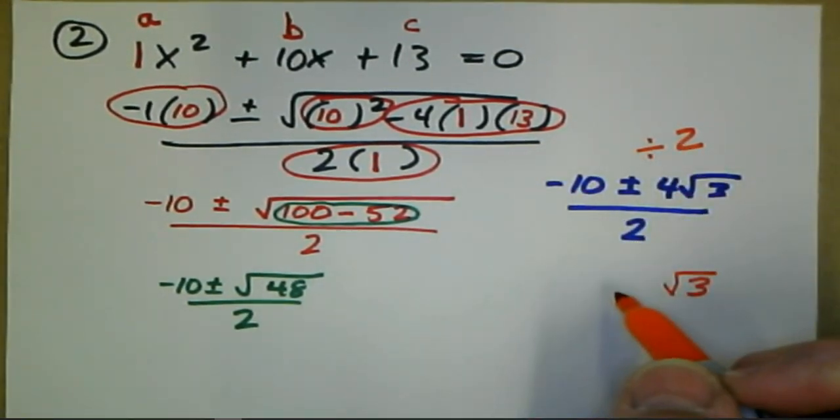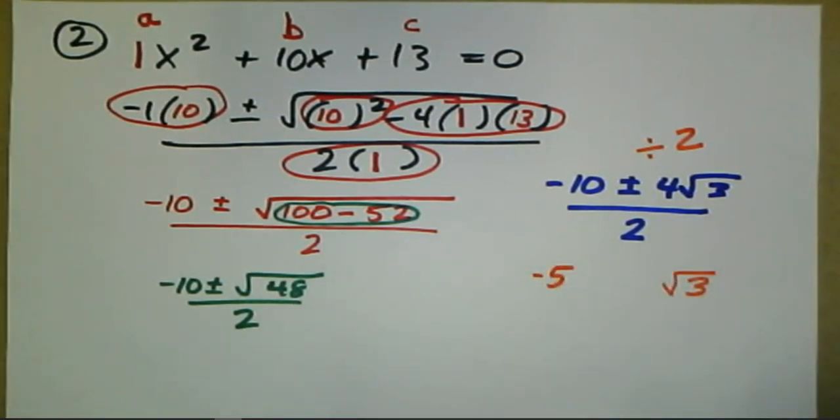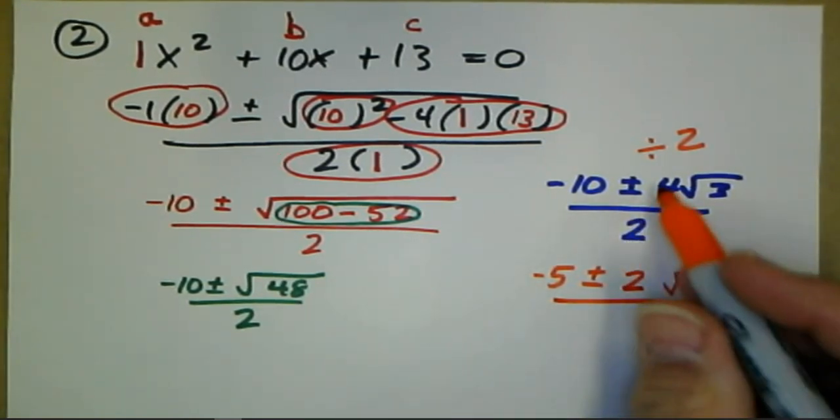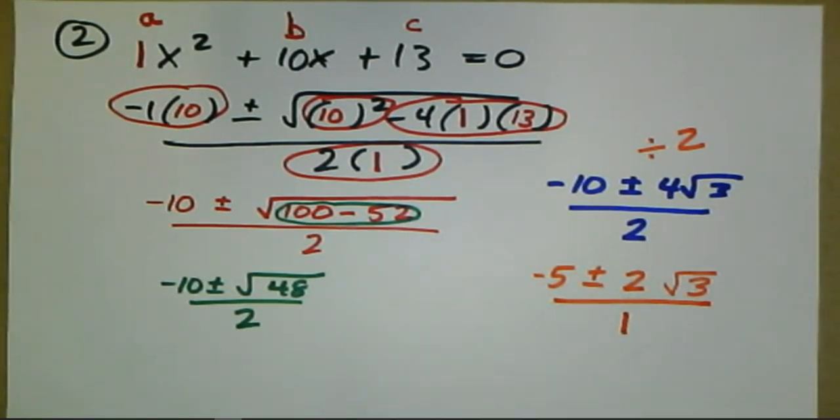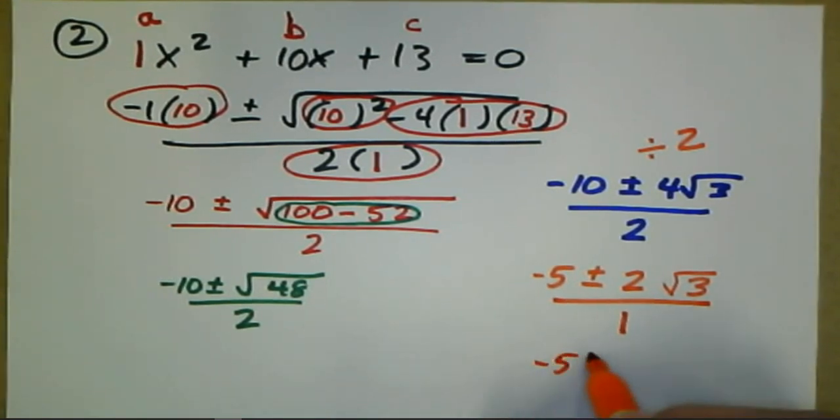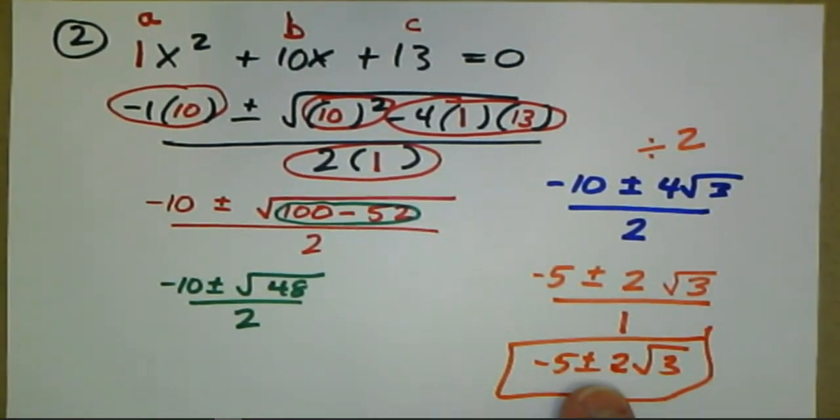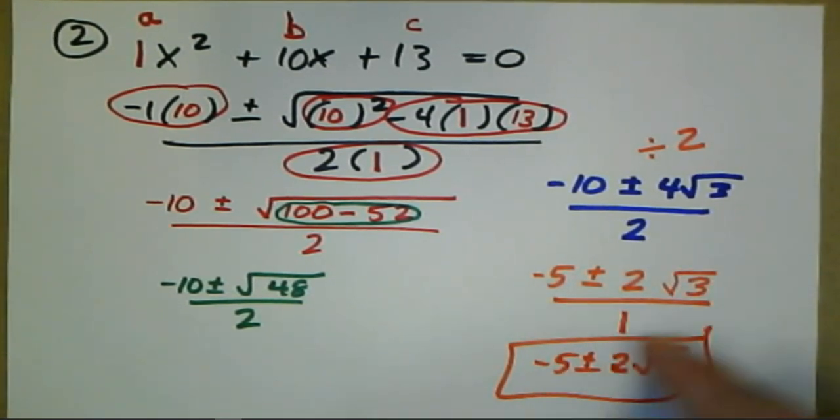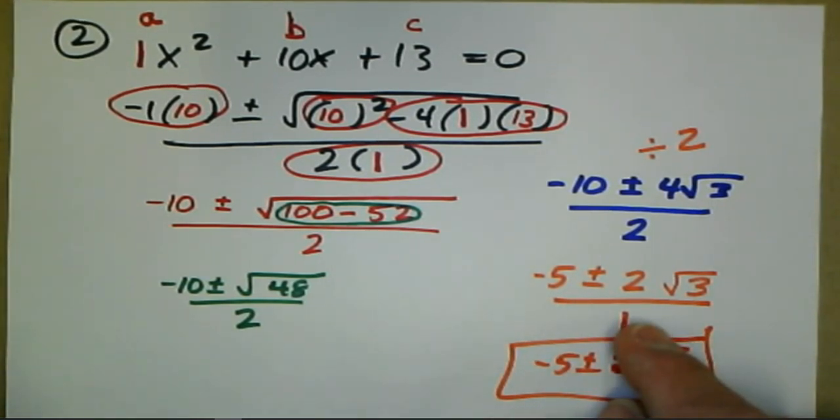What is -10 divided by 2? -5. What is 4 divided by 2? What is 2 divided by 2? 1. Guys, do we need that 1? No, we don't. -5 plus or minus 2 square root 3. That's our answer. And yes, I know on your answer sheet it breaks apart. We don't need the 1. And actually, this is not wrong if you left it here. But this is the answer. It just takes the 1 away, because anything divided by 1 is itself. 10 divided by 1 is 10. 5,000 divided by 1 is 5,000. X divided by 1 is X, okay?